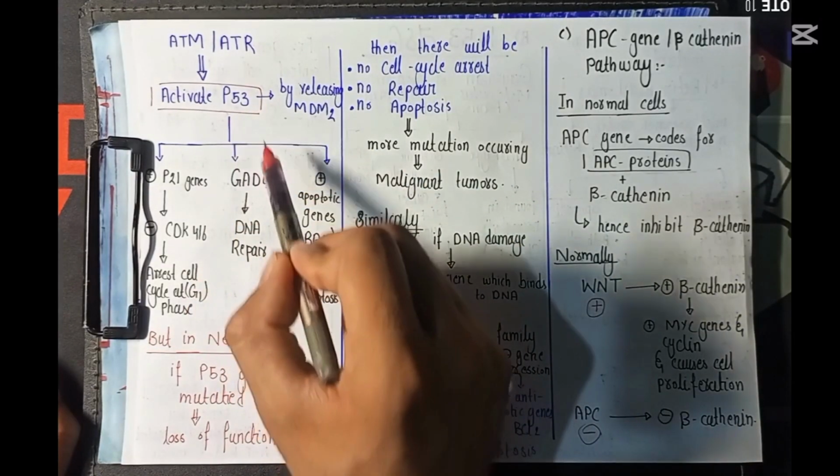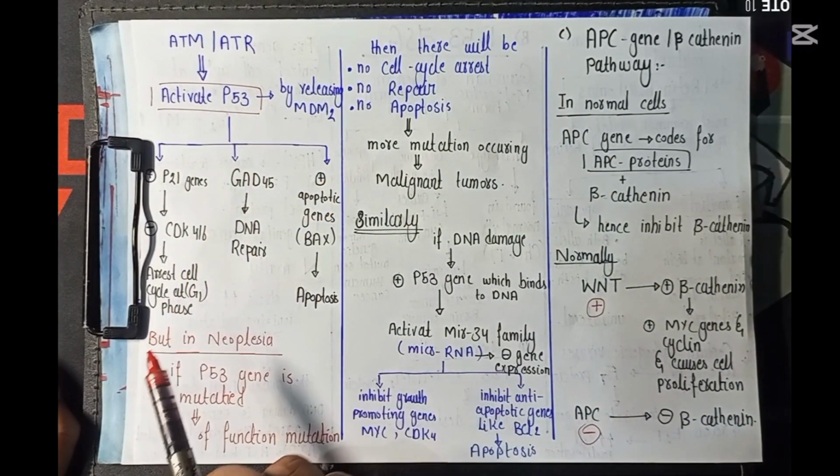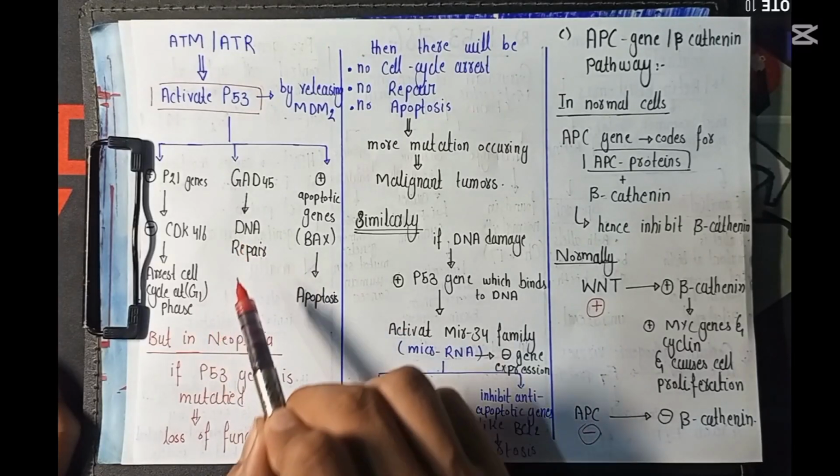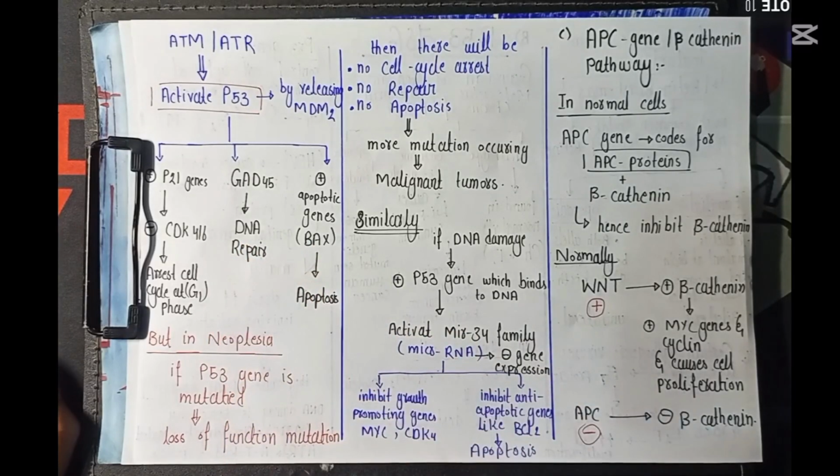So the p53 gene either causes arrest of the cell cycle and repairs the DNA, and when the DNA cannot be repaired, it causes apoptosis of the cell. Similarly, it causes inhibition of the growth promoting genes, so there will be no cellular proliferation, and it also inhibits the anti-apoptotic genes, so it induces the process of apoptosis.